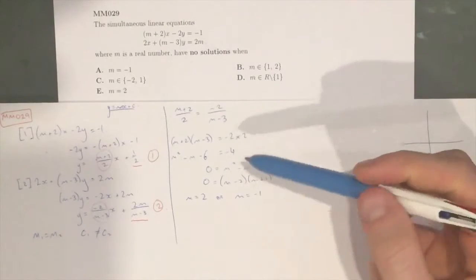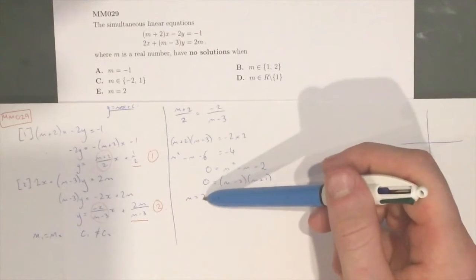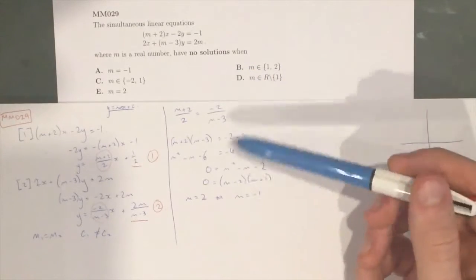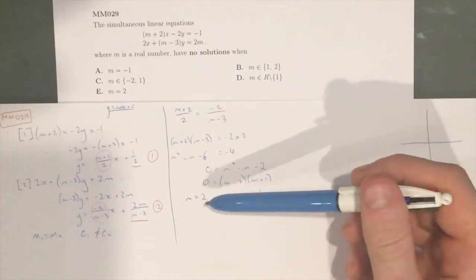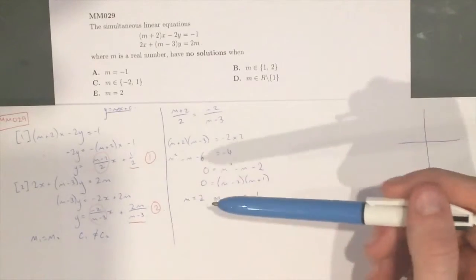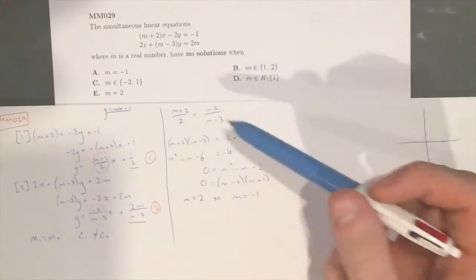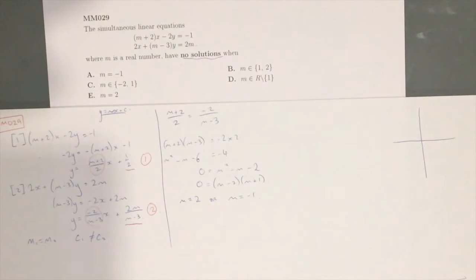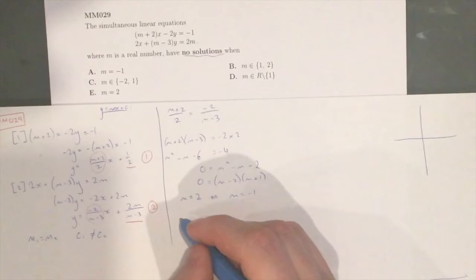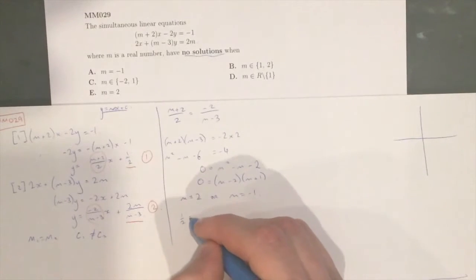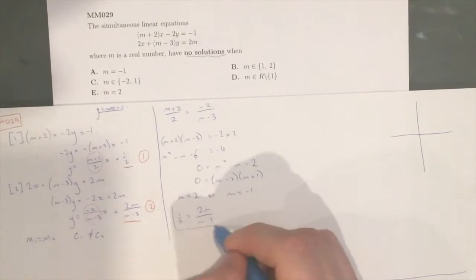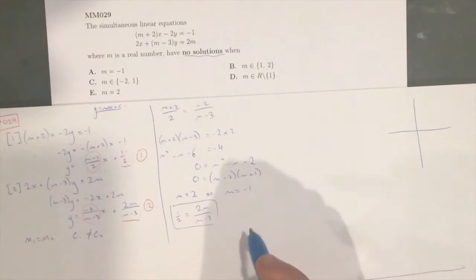So that tells us that when m = -1 and m = 2, the gradients of these two linear equations are exactly the same. Now we need to find which value of m makes these two c values different, because we want them to be different for no solutions. So we have our c values, 1/2 = 2m/(m - 3), and we basically want to sub the m values into that.